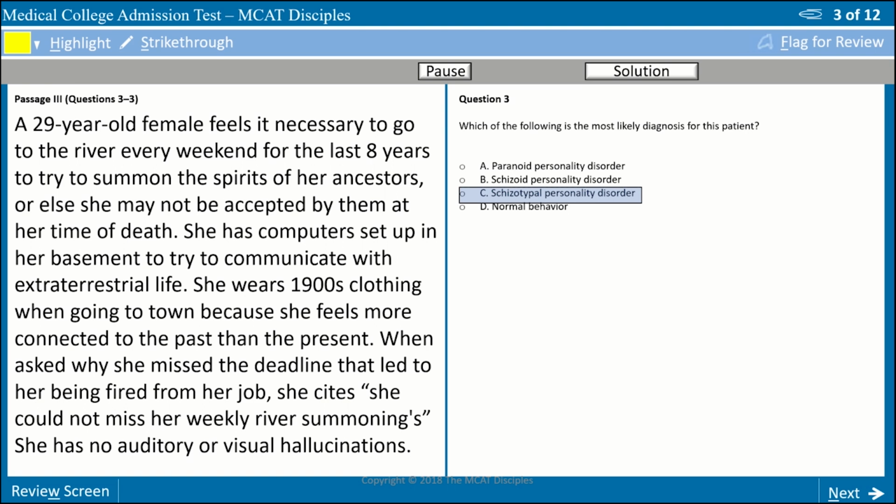And if we go through the salient points of this passage, she is trying to summon the spirits of her ancestors, just kind of weird, odd behavior, an odd idea that she has. She's trying to communicate with extraterrestrial life. Again, very odd behavior, odd ideas. She wears 1900s clothing to go to town because she feels more connected to the past than the present. Again, very odd behavior, odd ideas. And it's causing significant impairment because she got fired from her job.